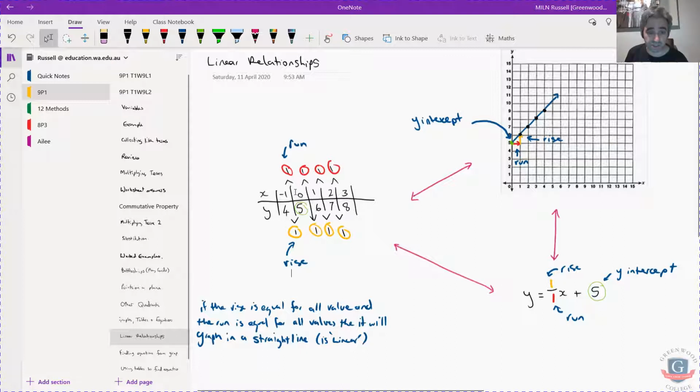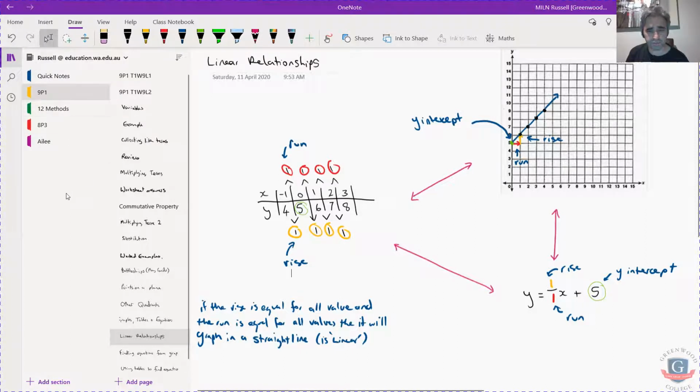Or if we know that when the x value is 0, the y value is 5, or whatever would go here, that would be the corresponding value in our equation. So quite nifty stuff in order to get between tables, graphs, and equations.